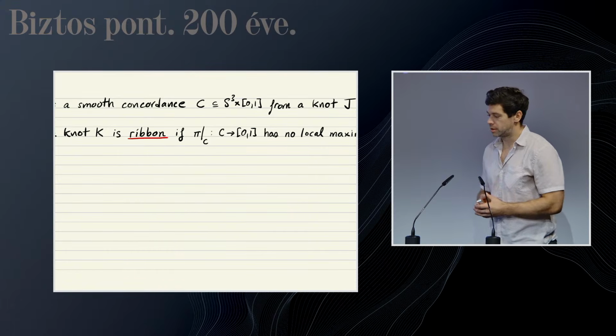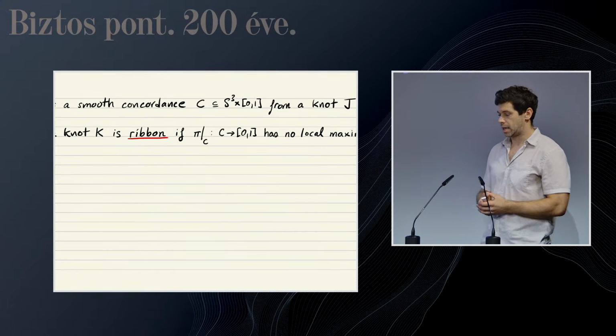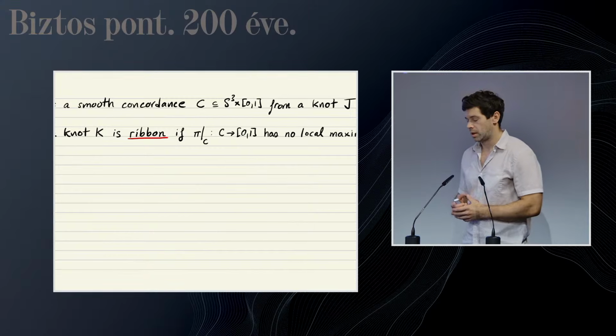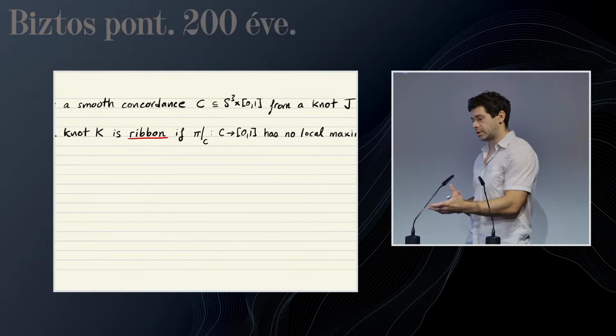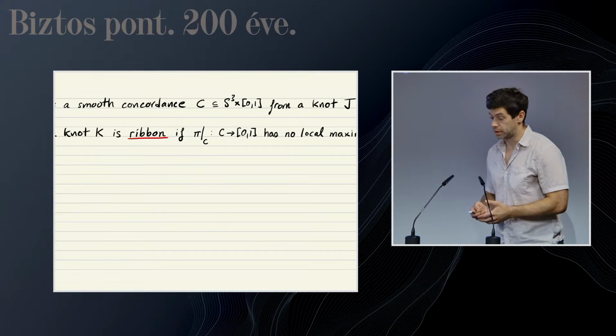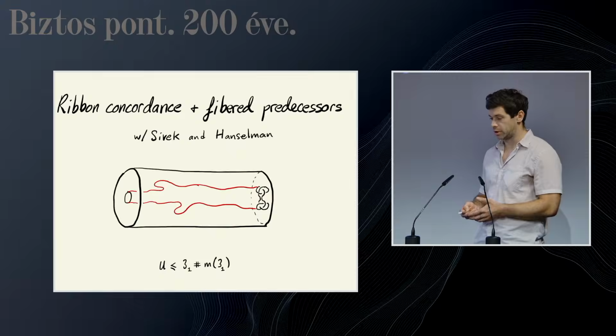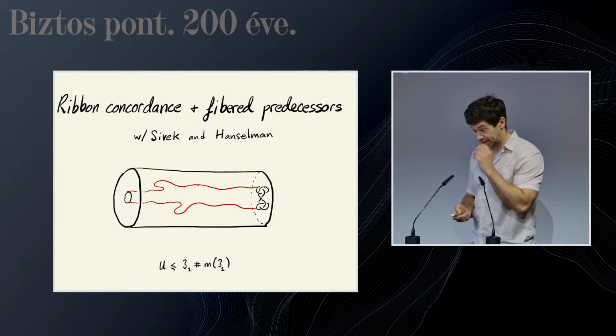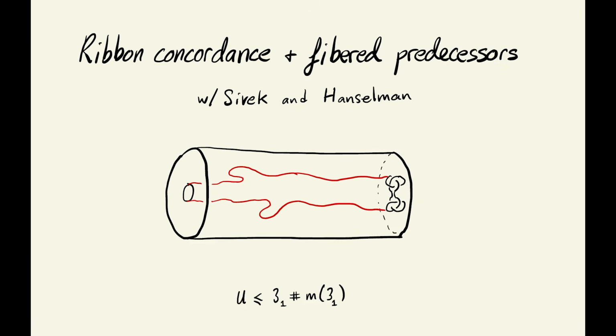a smooth concordance from a knot J to a knot K is called ribbon if the projection to the interval has no local maxima when restricted to the concordance itself. So the picture I drew on the first page is meant to illustrate that. This is a cylinder from the unknot to the connected sum of the trefoil and its mirror, and this cylinder has index 0 and index 1 critical points, no index 2, no local maxima.